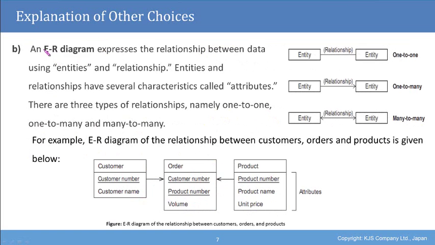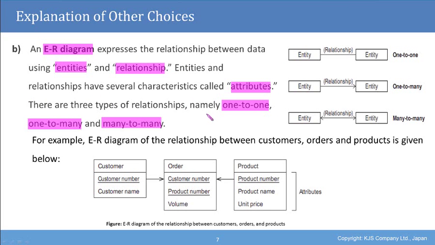B. An ER diagram expresses the relationship between data using entities and relationships. Entities and relationships have several characteristics called attributes. There are 3 types of relationships, namely one-to-one, one-to-many, and many-to-many. For example, the ER diagram of the relationship between customers, orders, and products is given below.